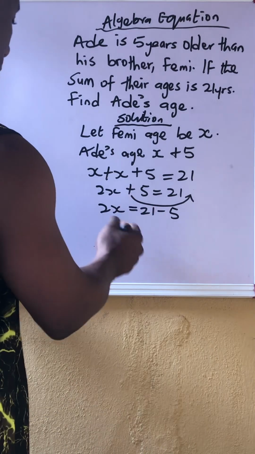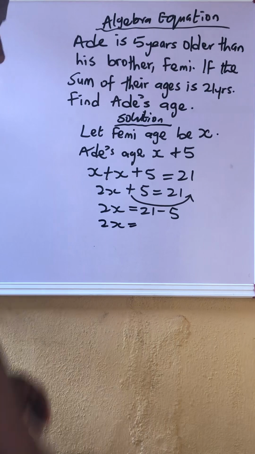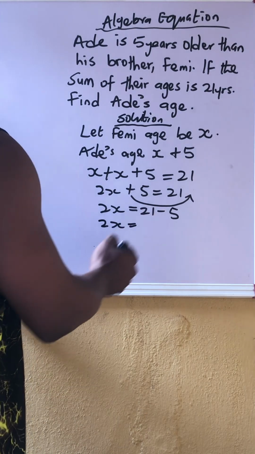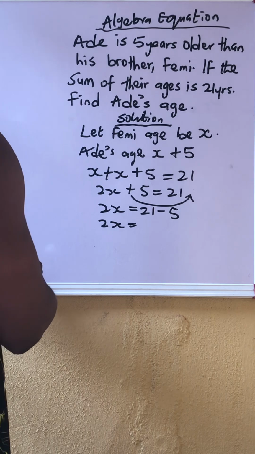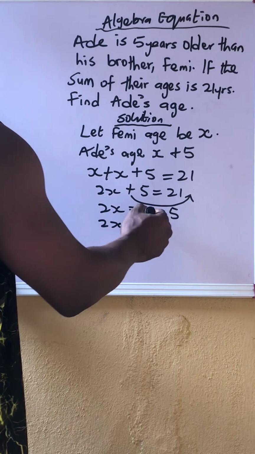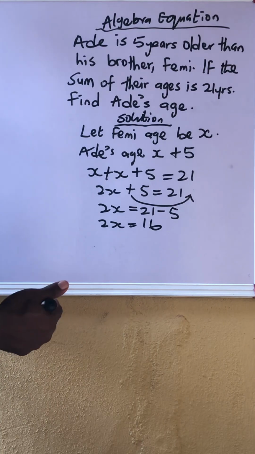So now that I've gotten to 21 minus 5, we are going to divide both sides. Okay, first of all, we subtract. 2X is equal to 21 minus 5, which will give us what? 16. So this will give us 16.